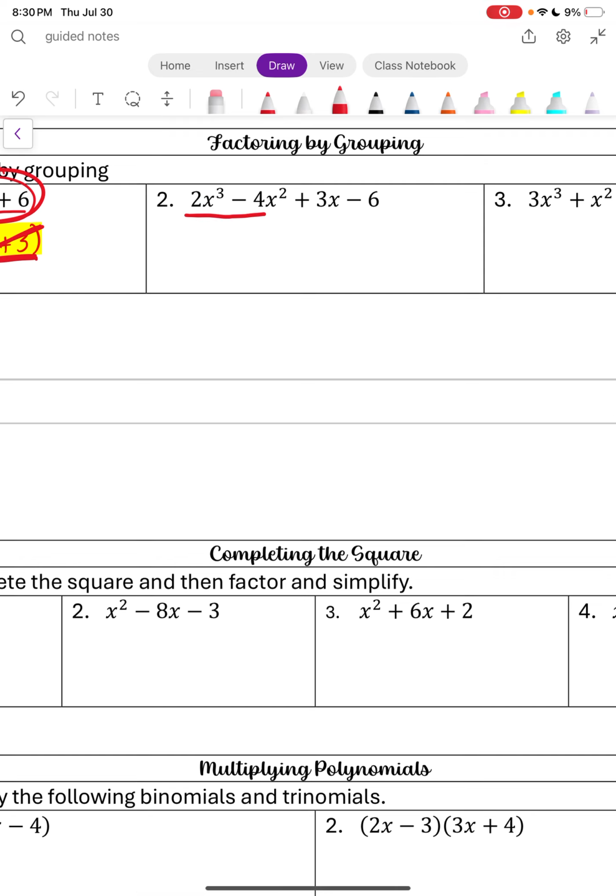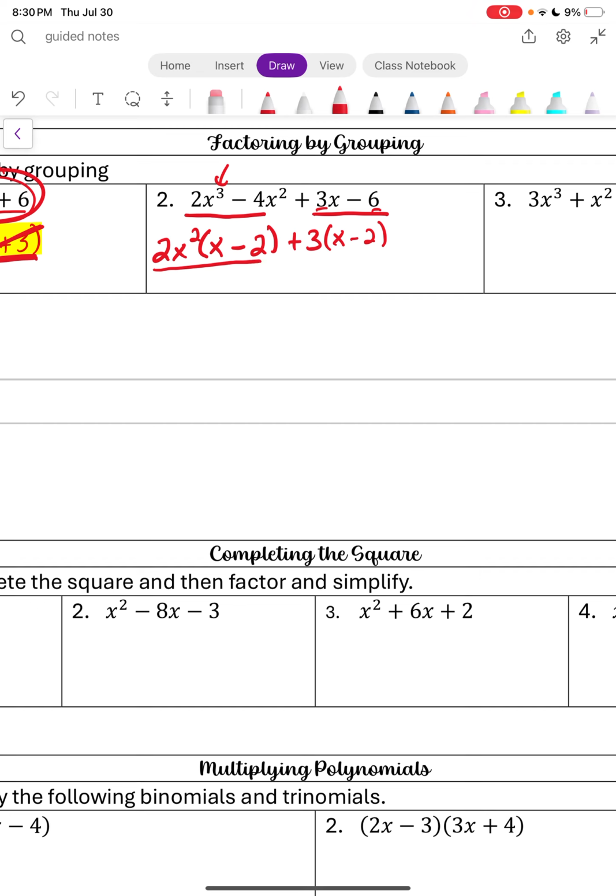Factor by grouping: we're going to group into groups of 2. My first group has a 2 in common, and both have x squareds. When I factor out the 2, that's what factoring is, I'm left with only the x. When I remove the 2 from my 4, I'm left with a 2. When I remove x squared, I'm left with nothing. My second group has a 3 in common. When you remove the 3 from the first, you're left with an x. From the second, you're left with a minus 2.